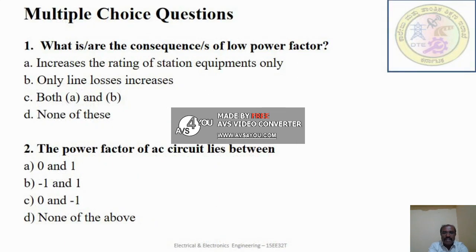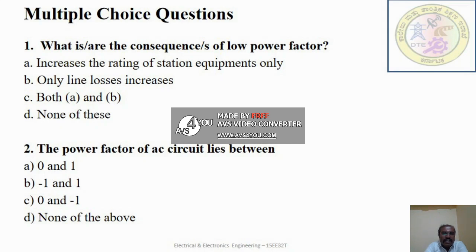Next, we will see MCQs. The first question is, what are the consequences of low power factor? The options are: A, increases the rating of system equipment only; B, only line loss increases; C, both A and B; D, none of these. The answer will be both A and B. It increases the rating of the system equipment and also the line losses.